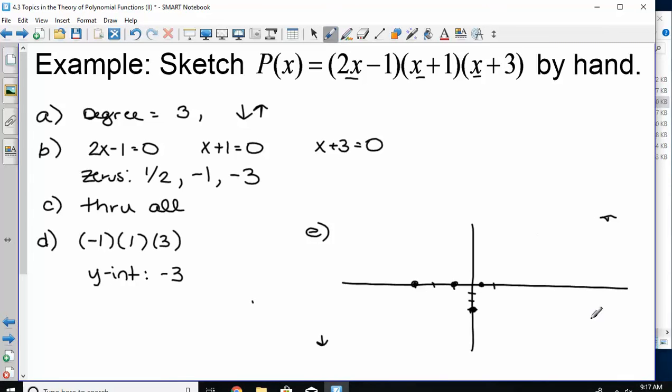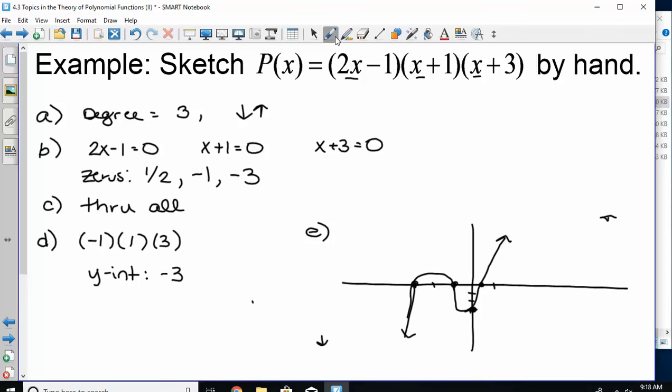Okay, now we can sketch the graph. We know the graph has to start down here because this end is going down. We go through our intercepts. So we're going to go through this one. We have to come back and hit the next one. Hit your y-intercept, hit this one and go through. So I get a graph like this.